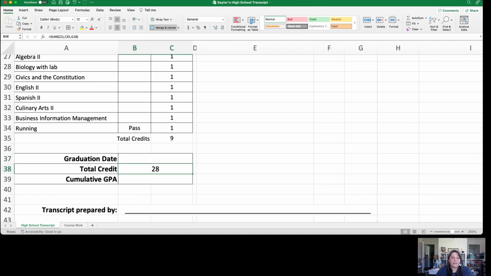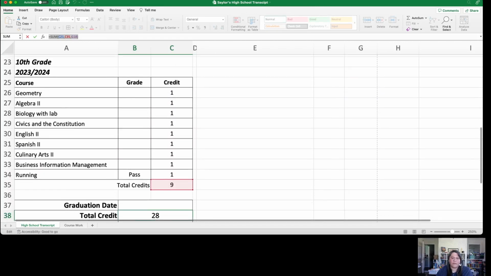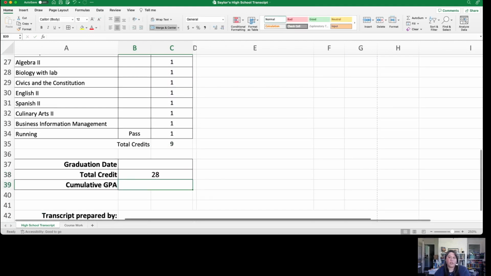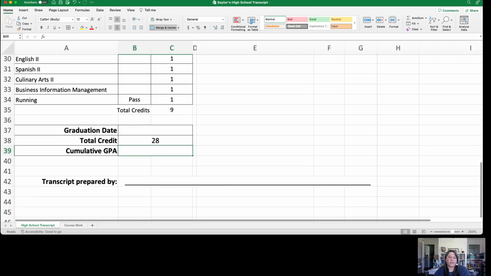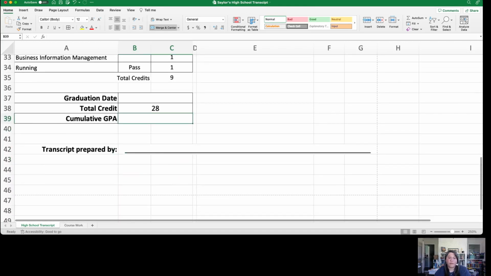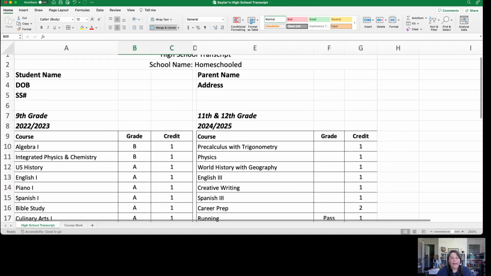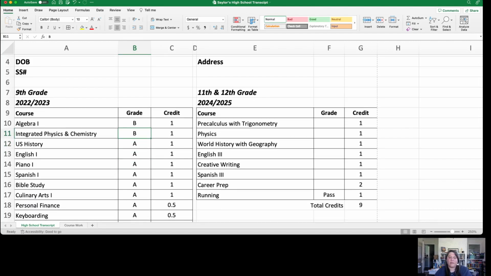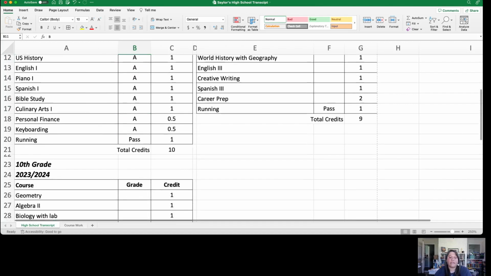The total credits, I was able to go in and do a formula, but that's no big deal. You can add those quickly. And then you're going to want to do a cumulative GPA as well. So on the cumulative GPA, remember, you're going to add up what each thing is equivalent. An A is equivalent to 4 points, a B is equivalent to 3 points, a C is equivalent to 2, and a D is equivalent to 1. You're going to add those up and average them out, multiply by the number of courses that you averaged, and you're going to get a cumulative GPA.